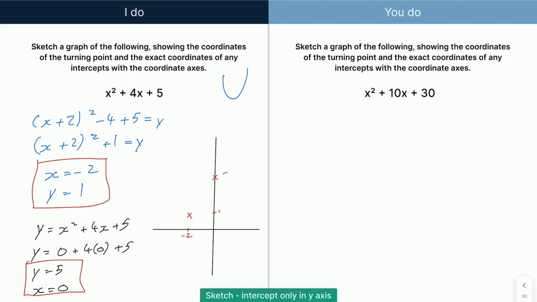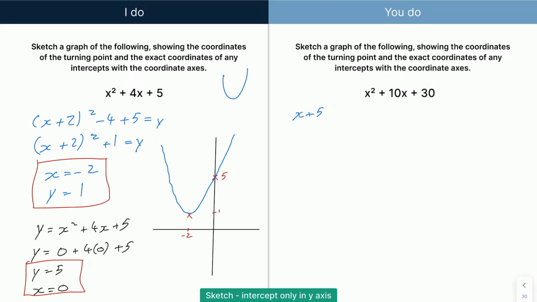That goes roughly there. Okay, and now I can just draw my little sketch for this. So that would look something like that. So there's two pieces of information we needed. A was the turning point, which we found by completing the square, and B was the y-intercept. So if we move over to the graph on the right, hopefully you've pressed pause and had a go at this. So step 1, find the turning point.